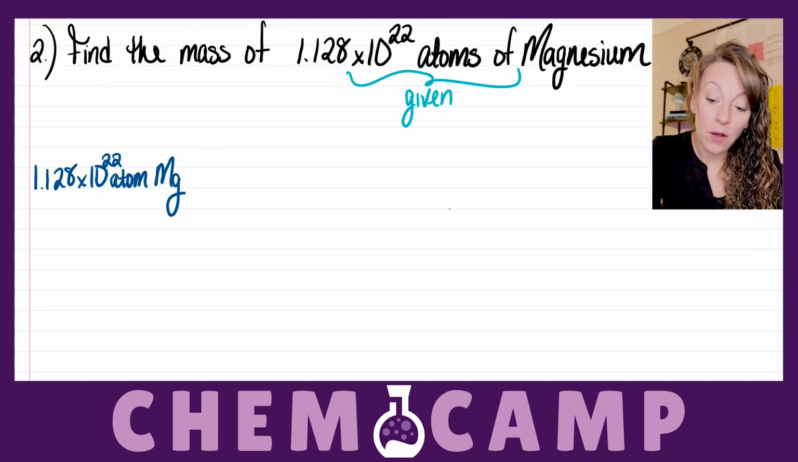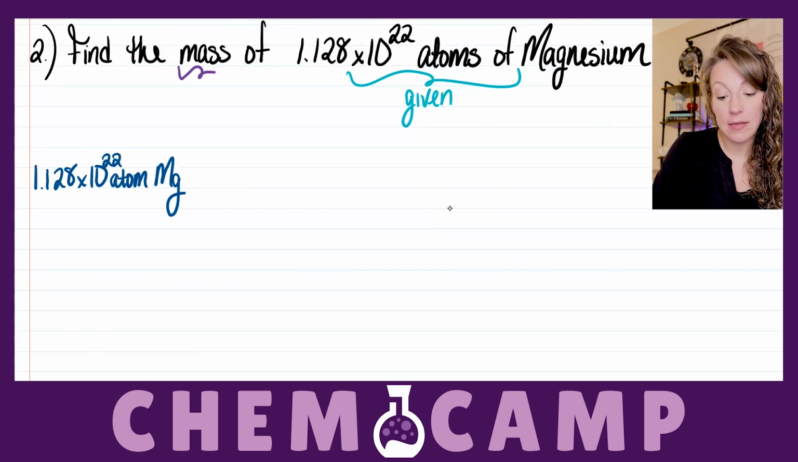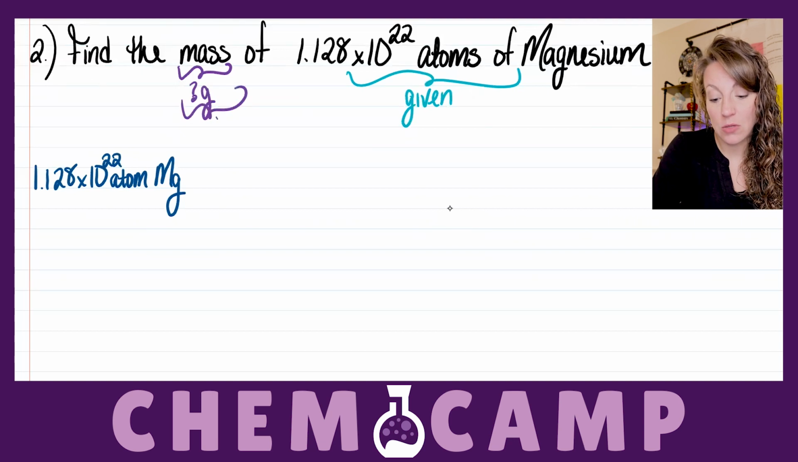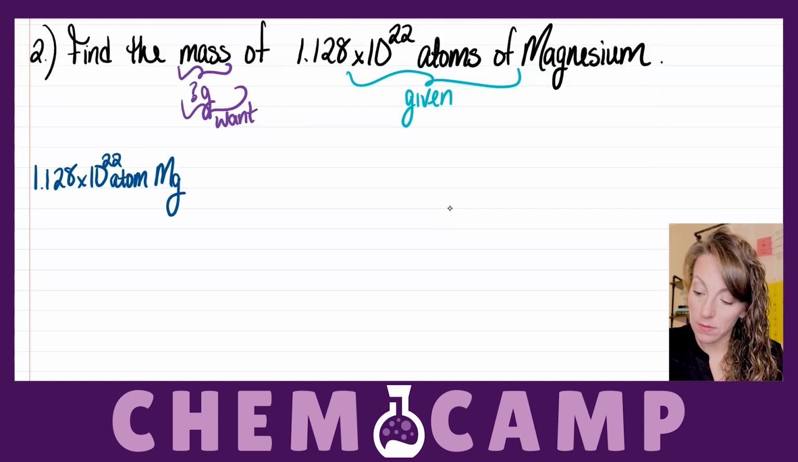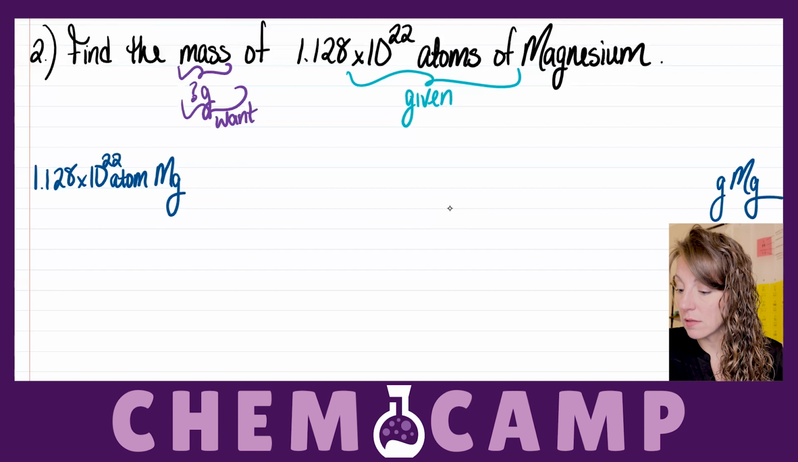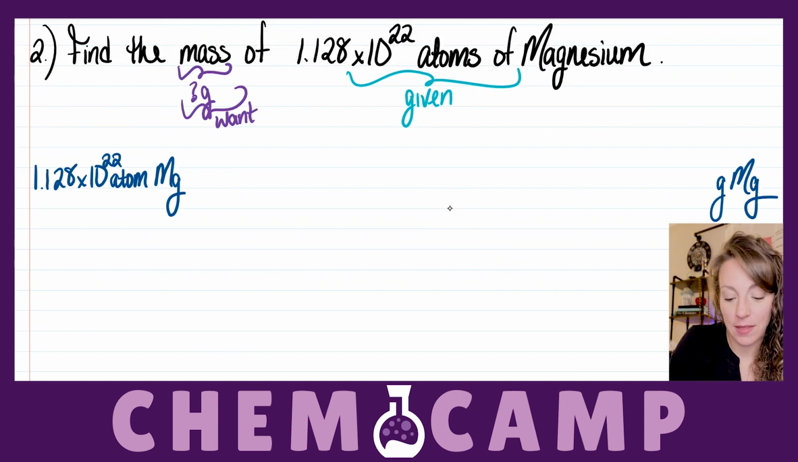And what they want us to find is mass, keeping in mind that anytime they ask you about mass, you want to think grams. So that is going to be our want. And we're going to write that to the right side of our paper, grams of Mg. And then again, we're going to ignore all the numbers for a second and focus on our units to guide us from that given unit to the unit we actually want. I'm going to set up my ratio.